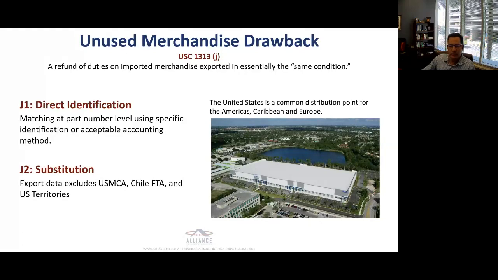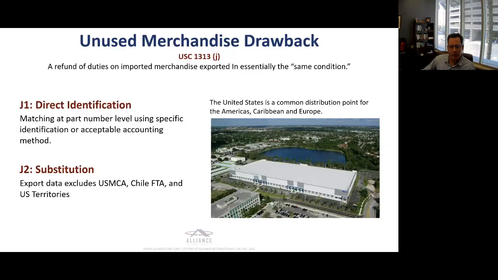And this would be instances where a company is importing goods and exporting them essentially in the same condition. Back in the old days, when I first started in this industry, this type of drawback was referred to as same condition drawback, because there were limited operations that were performed on the goods. You could test, clean, and repackage and so forth. Now we have an expanded list of operations that can be performed short of a manufacture process.